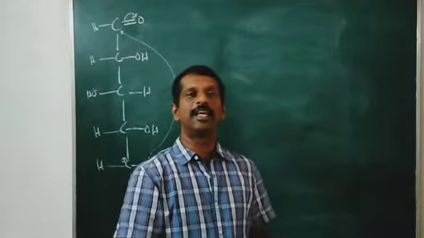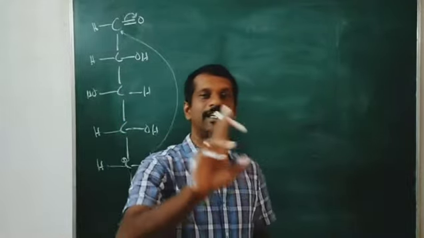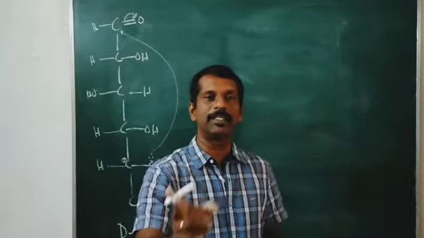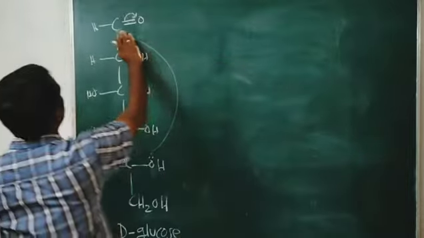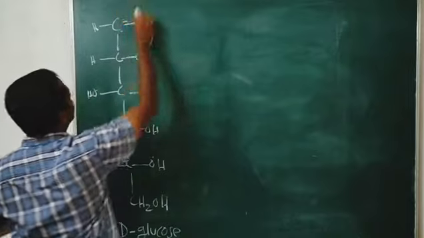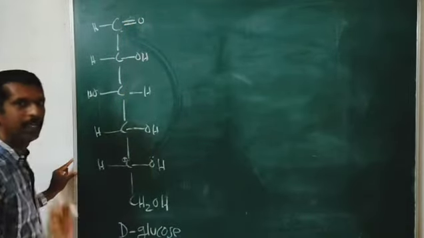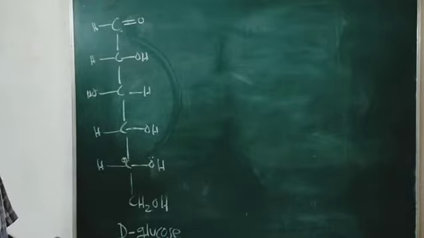What is the reason why, when it changes to the cyclic structure, it gets two structures, alpha and beta? Once again I repeat, this is the open structure. In the open structure there is no alpha and beta, only D glucose. What is the reason? Look at it here.